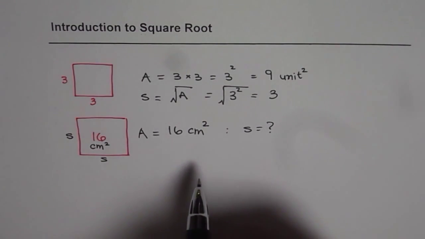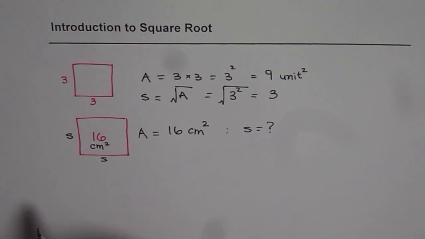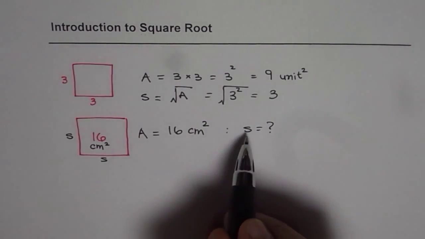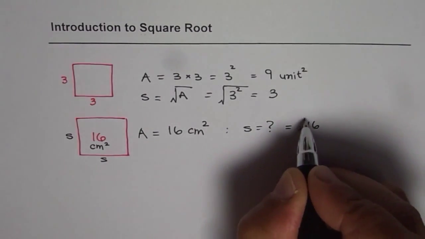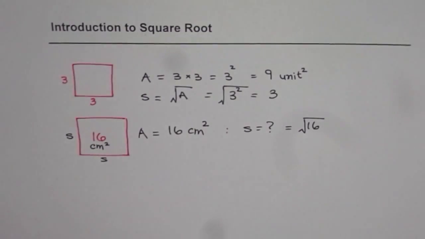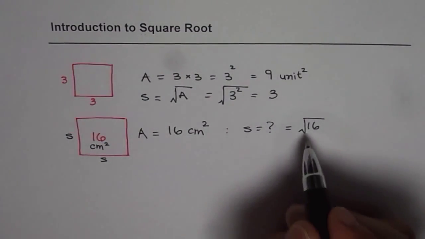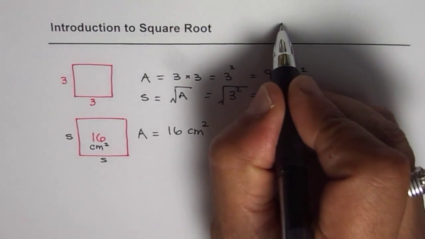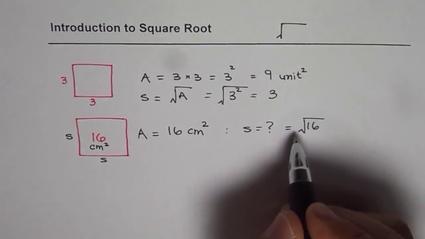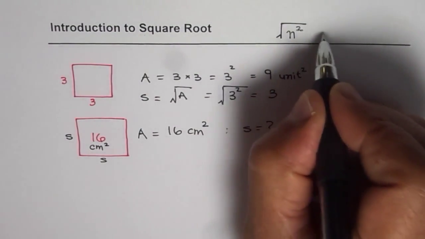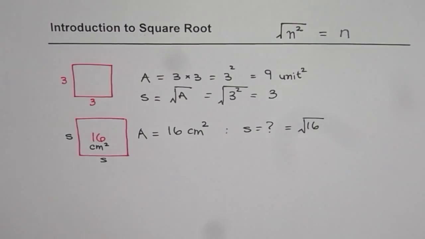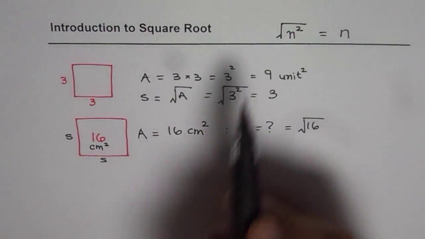An application is that if the area of a square is given to us, then the square root of that area will give us the side length of the square. So in this case, to find the side length, we can find the square root of 16. Now for square root, we have a symbol, as I am drawing here. So square root is this kind of symbol. So that is the symbol for square root. Square root of the square of any number is the number itself. So that is the function of a square root.